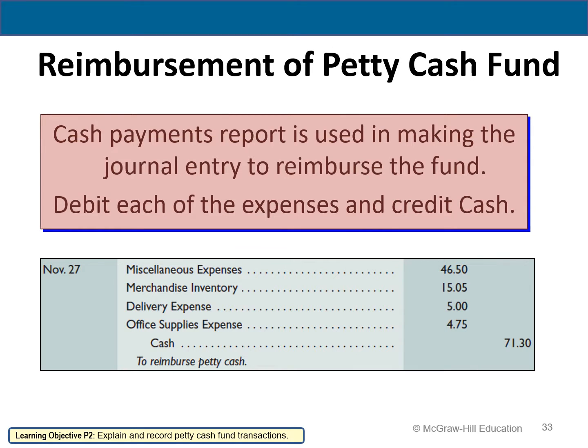And so the way that we'll reimburse the petty cash fund is that we'll take each of those expenses, or each of those items that we paid for, and we'll record them to the appropriate expense account, and then we'll reduce our cash. So we had some miscellaneous expenses of $46.50, some small merchandise, courier fees maybe, I think it was for $15.05, some delivery expense $5, office supplies expense $4.75.